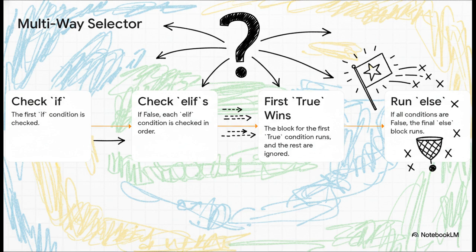But if it's false, it moves on to the next one, the elif, which is just short for else if. It keeps going down the list, one by one, until it finds the first one that's true. And if it gets all the way to the end and nothing was true, that's what the final else is for. It's the none of the above answer, the safety net.